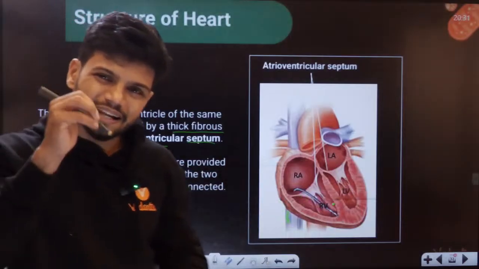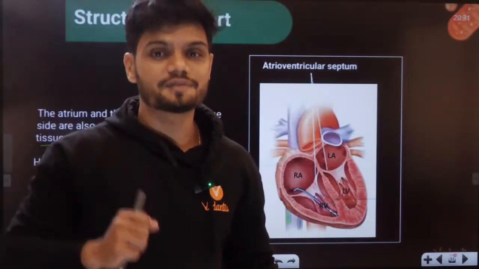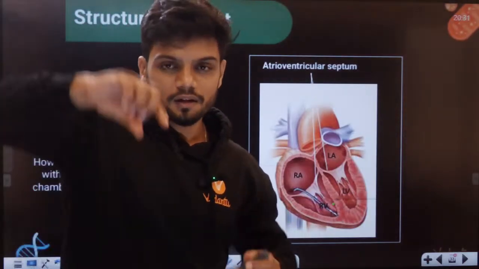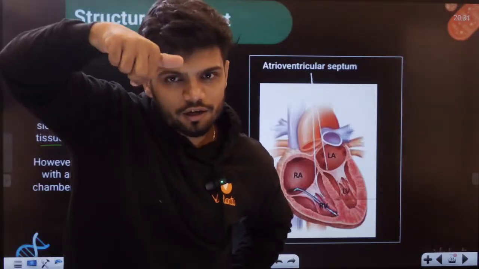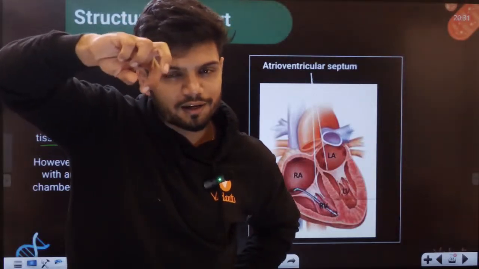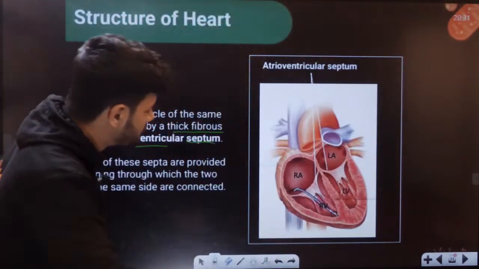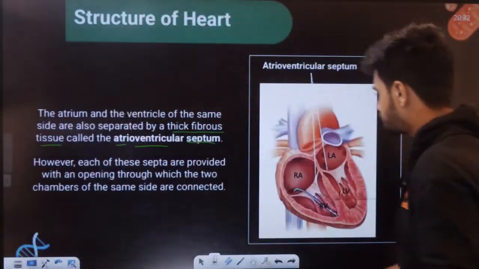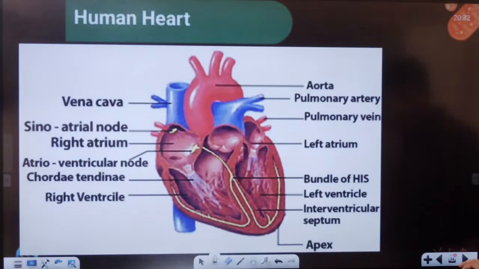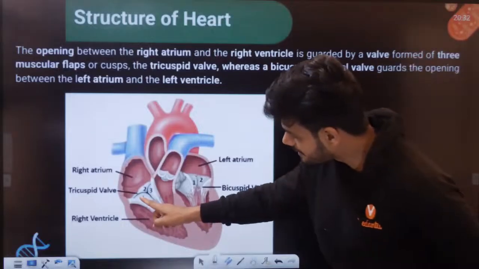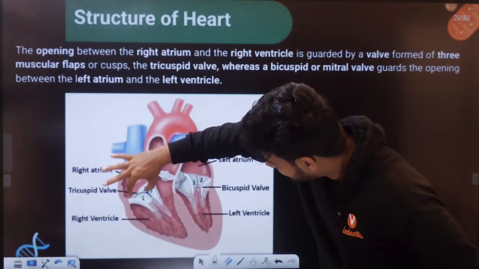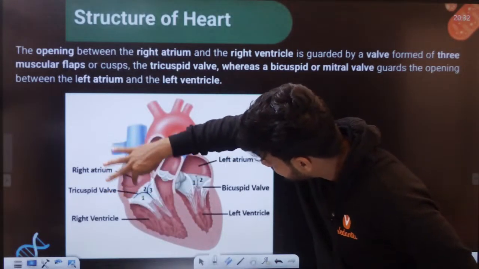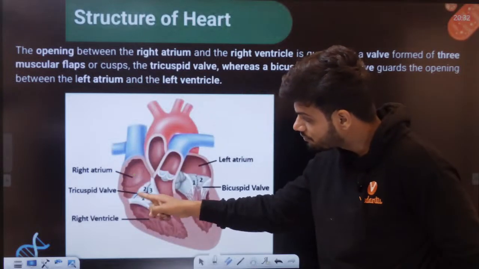Now what are these connections called? They are called valves. Valves means, like the valve of a pipe, for opening and closing it. So we have valves right in the middle here. Let me show you. Here, can you see the valves? This atrium and this ventricle are connected to each other by the valve here.